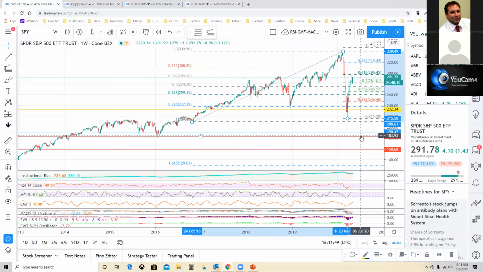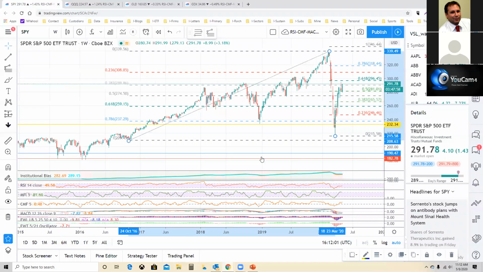I don't know if we get all the way down to this 182, which is pretty significant support. You look how many times it didn't go through there. So I think this 182-ish, 183-ish is pretty huge support. I'd be shocked if we really get below that. I really would. We'd really have to have a lot of bad news and bad things happening.